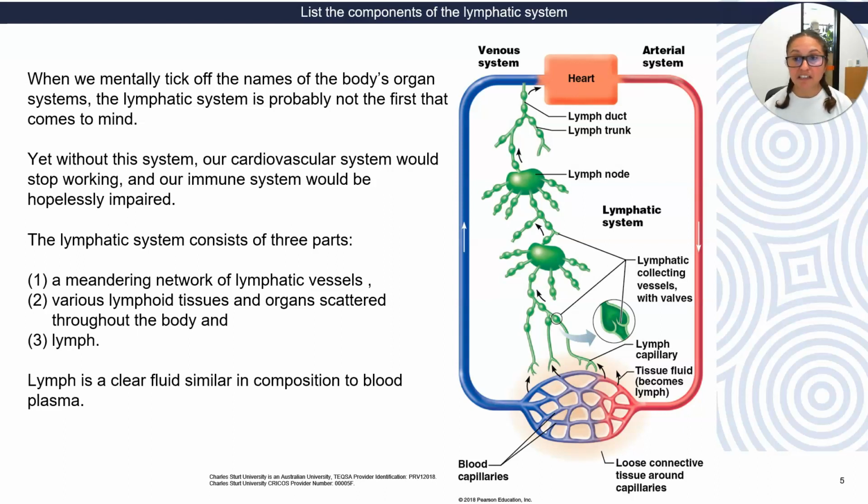Remember when we did capillary exchange and we lose fluid when we're at the arterial end? We suck the fluid back in at the venous end, and the rest of it is picked up by the lymphatic system. So we need it. It's our drain. The other thing that we need the lymphatic system for is because a lot of our white blood cells for our immune system live in the lymphatic system.